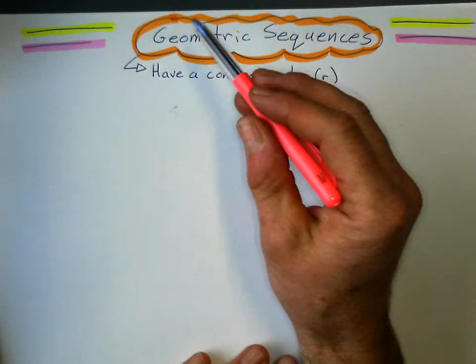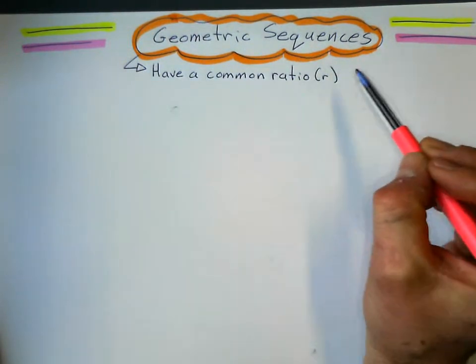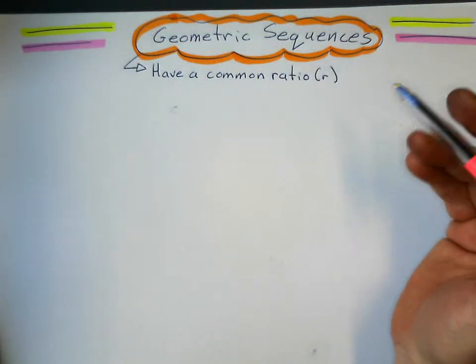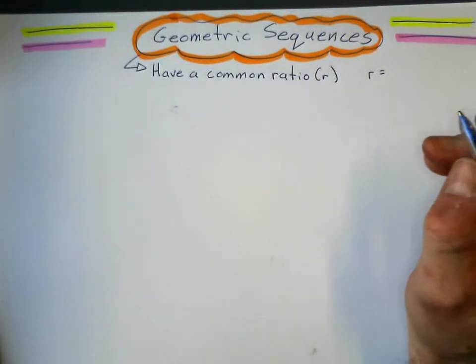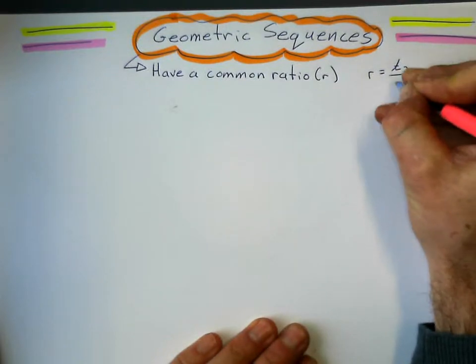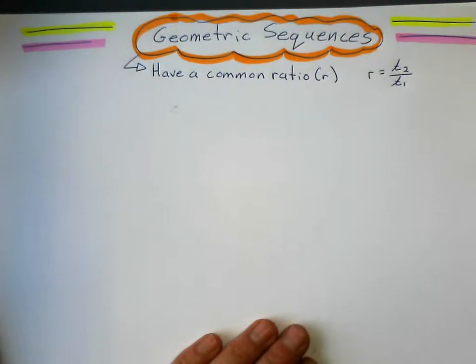Geometric sequences. It's a sequence that has a common ratio instead of a common difference. And what's a common ratio? Suppose I take two consecutive terms in the sequence and I divide them. I take term 2 and divide it by term 1. Well, I would get that common ratio.